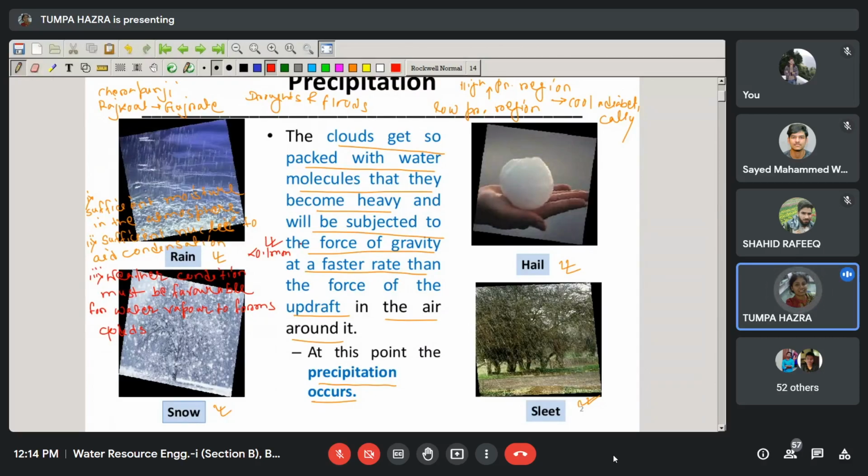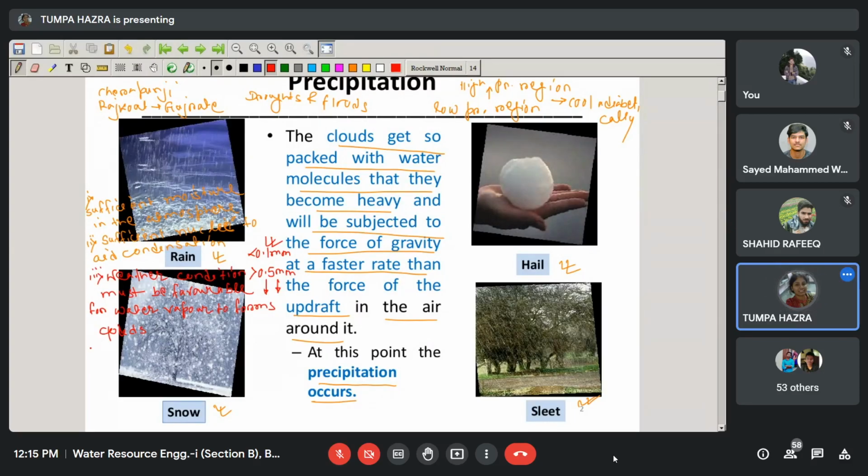So whenever the wind aids the transportation of the clouds, these tiny water particles will collide with each other and form water particles greater than 0.5 millimeter. Now whenever it is greater than 0.5 millimeter, then it will reach the earth.